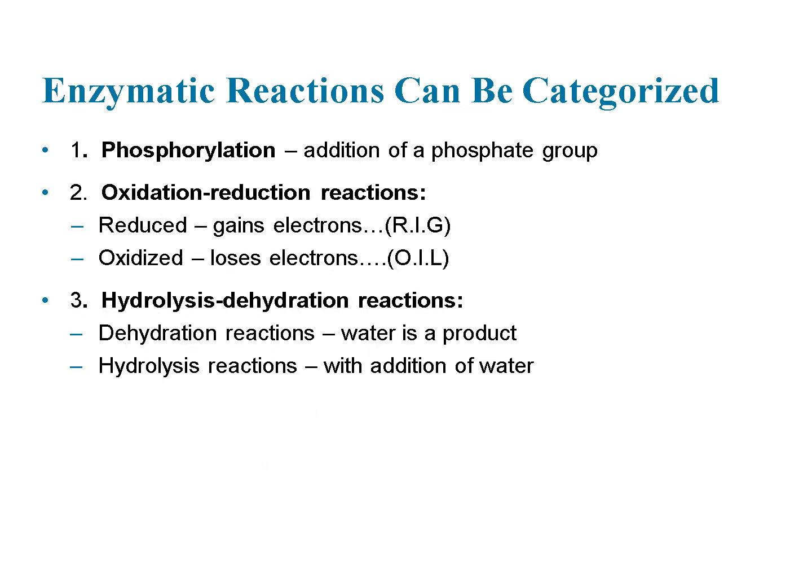This slide categorizes enzymatic reactions into three main types. Phosphorylation involves the addition of a phosphate group to a molecule. It's a critical step in many biological processes, such as activating or deactivating enzymes. Oxidation-reduction reactions, or redox reactions, involve the transfer of electrons. Reduction is where a molecule gains electrons, and oxidation is where a molecule loses electrons.